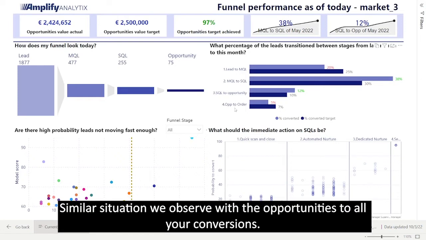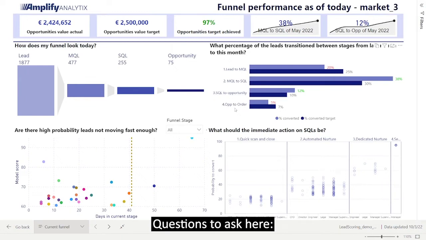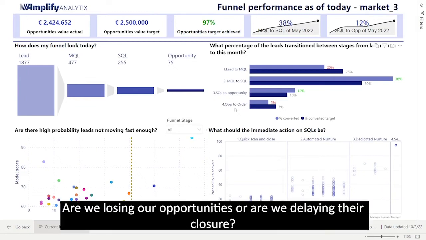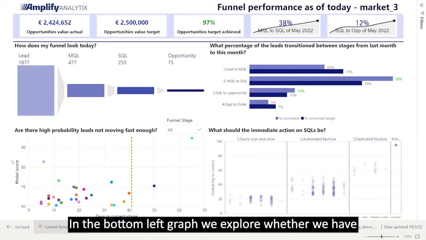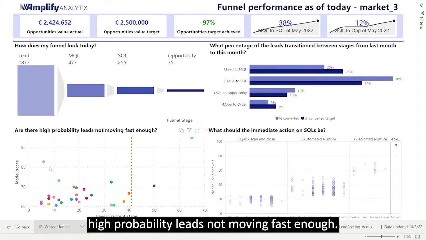Similar situation we observe for the opportunities to order conversion. Questions to ask here: are we losing our opportunities or are we delaying their closure? Why are we delaying or losing our opportunities? In the bottom left graph, we explore whether we have high probability leads not moving fast enough.